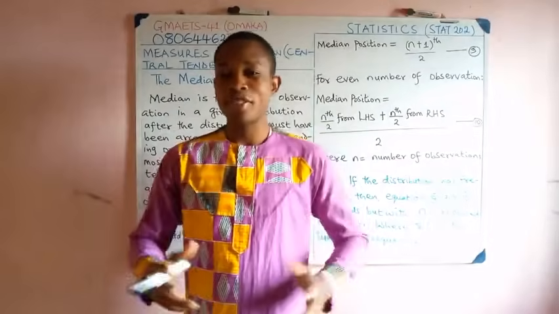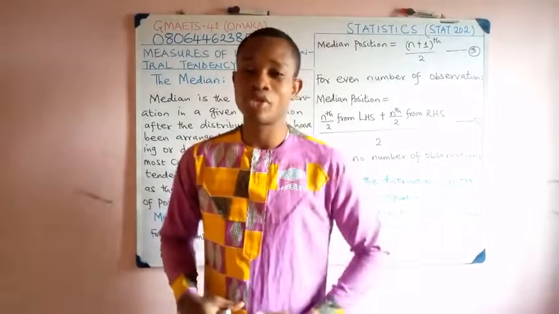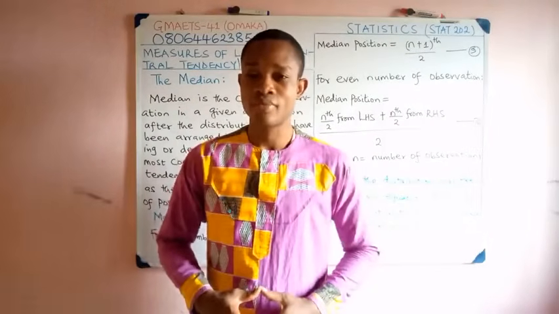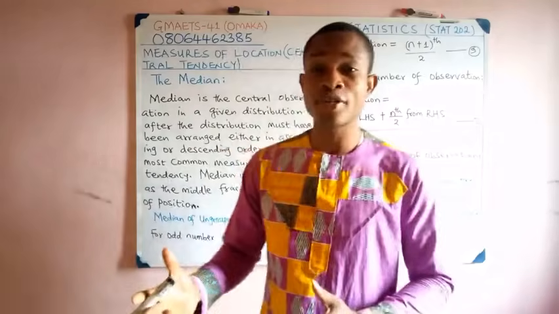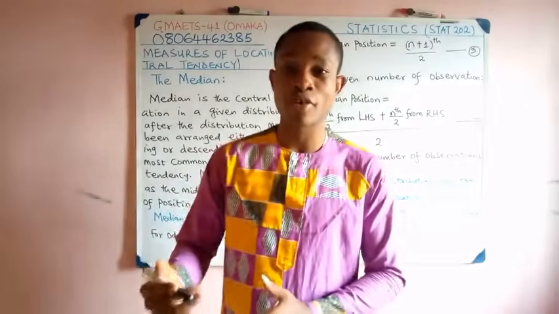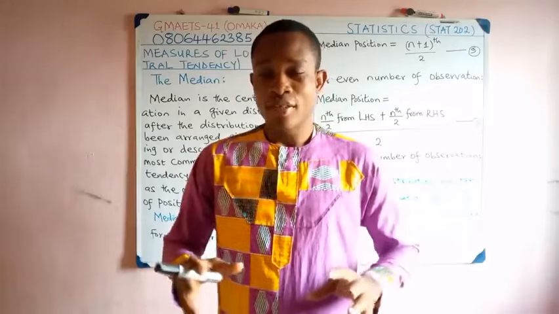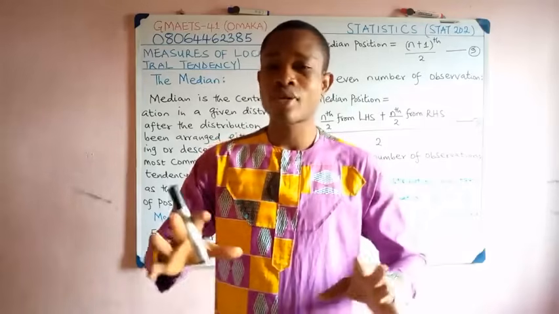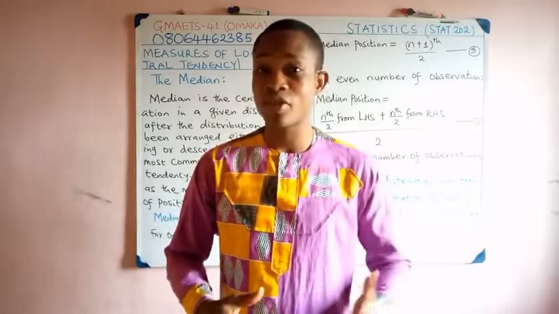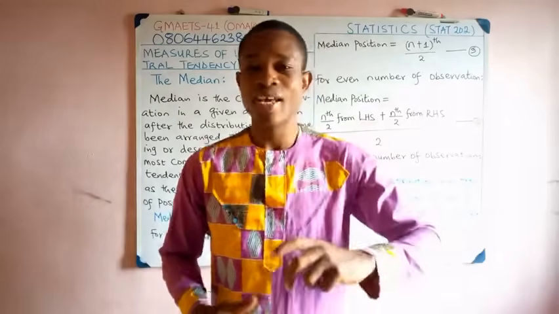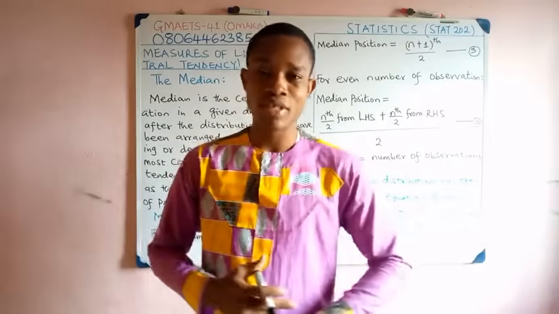This is GMAT 41. You are welcome to our statistics class. In this video, we now direct our attention to another form of measures of location, which is the median. The median is one of the most common measures of location because of its occurrence in other measures. Like measures of position, we encounter median there.